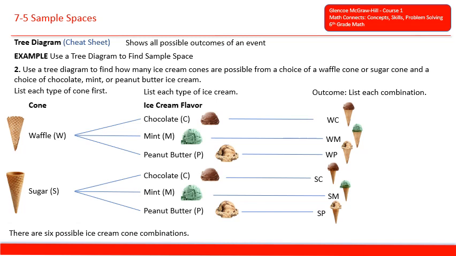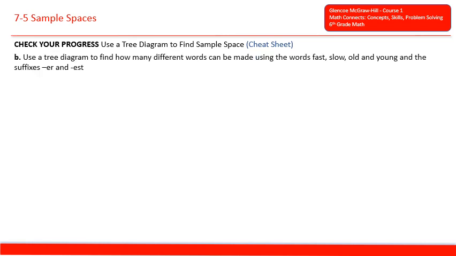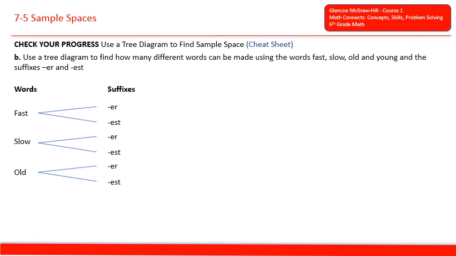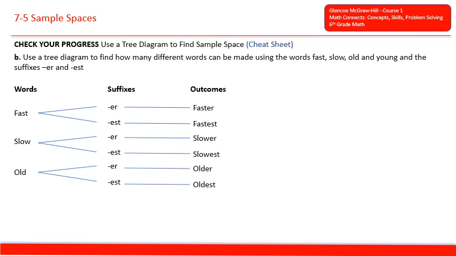There are 6 possible ice cream cone combinations. Check your progress. Use a tree diagram to find sample space. Use a tree diagram to find how many words can be made using the words fast, slow, old, and young, and the suffixes -er and -est. So the words are fast, slow, old, and suffixes -er, -est. The outcomes are faster, fastest, slower, slowest, older, oldest.